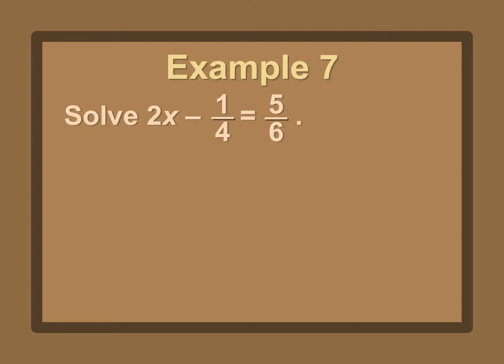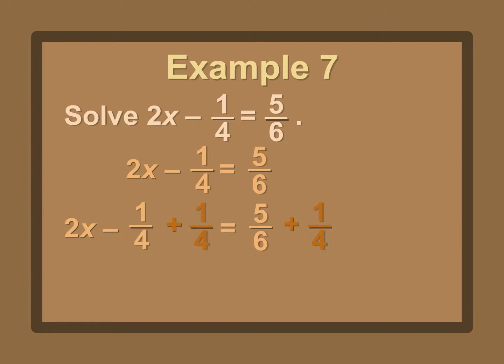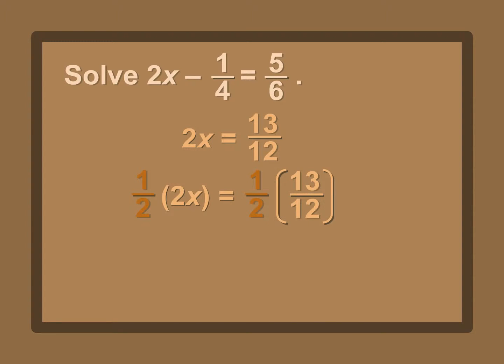Next example, I have 2x minus 1/4 equals 5/6. So I'm going to start with adding 1/4 to both sides. So I have 5/6 plus 1/4. I need to make sure that I get a common denominator when I add 5/6 plus 1/4, and I end up with 13/12. So I have 2x equals 13/12. Last step to solve is I'm going to divide by 2. But I'm going to remember that dividing by 2 is the same as multiplying by 1/2. So I'm going to multiply both sides by 1/2, and I get the answer 13/24.